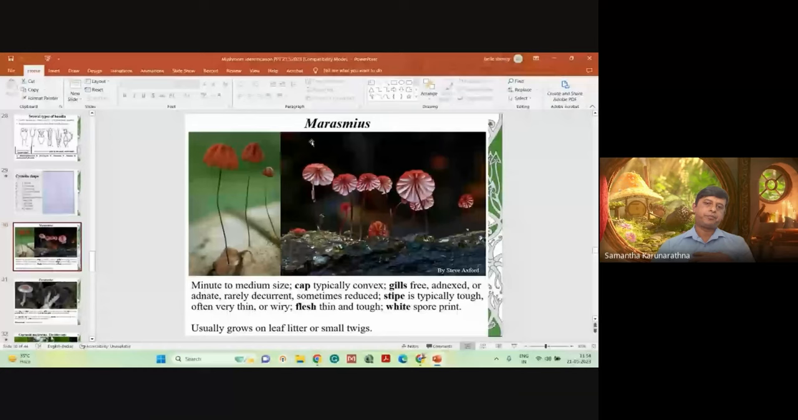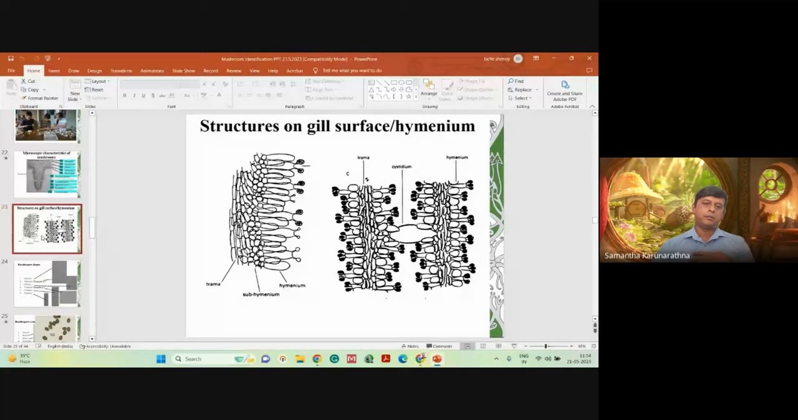Sir, can you please explain once again the position of pleuro and the cheilocystidia? Because I often get confused with the position, and when I section the mushroom, it makes it difficult to identify the position. Yeah, so you want me to show the slide? Yes, the slide. So, Dr. Shana, could you please share the slide? Yeah, right, this one.